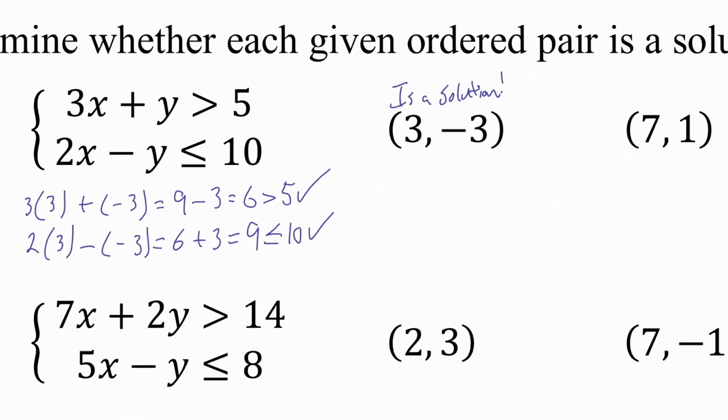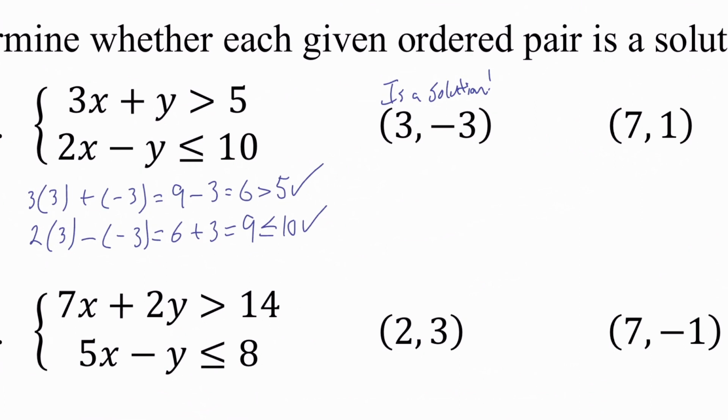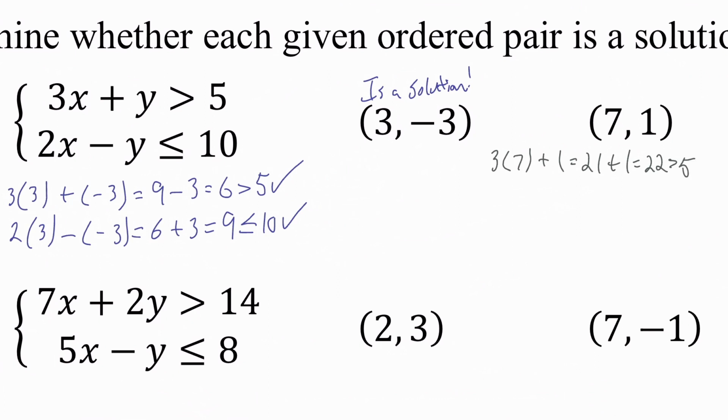Okay. And the other one, I'm kind of expecting it not to be, but I could be wrong. So plugging in 7, 3 times 7 plus 1. Well, that's 21 plus 1, which is 22, which is greater than 5. Okay, so that checks out. Plug into the other one, 2 times 7 minus 1. So that's 14 minus 1, which is 13, which is not less than or equal to 10. That's greater than 10. It doesn't work. So this is not a solution.